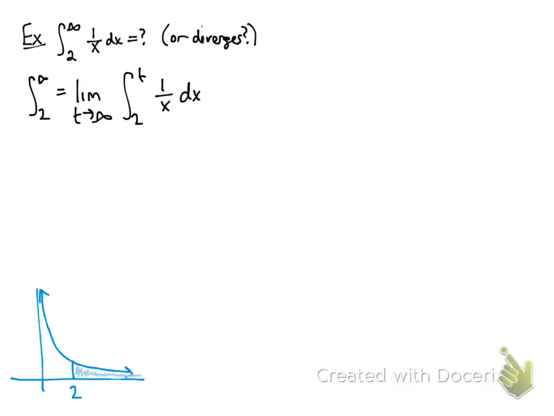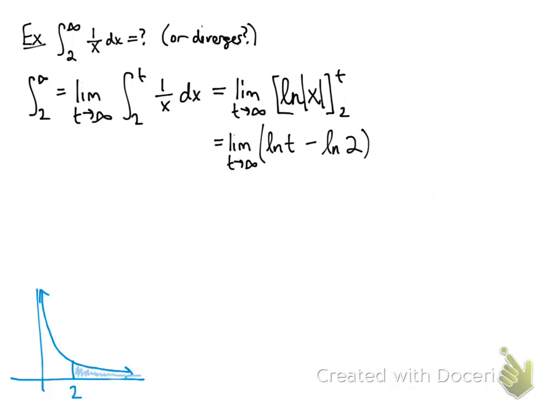The integral from 2 to infinity, I have to do the limit as t approaches infinity of the integral from 2 to t. But this time the integral of 1 over x isn't x to a power, it's the natural log of the absolute value of x. All the x values here are positive, so I don't really need the absolute values because it's only 2 and bigger numbers for the x values. So I need the natural log of t minus the natural log of 2, and then I take the limit as t goes to infinity.